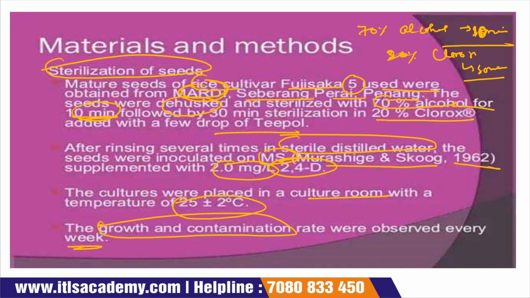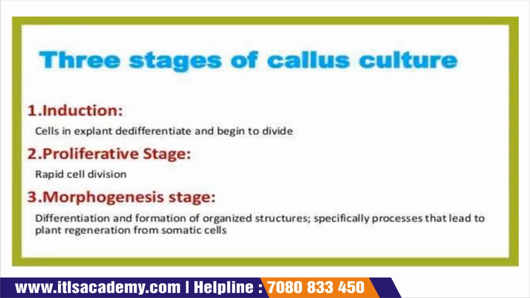Okay, so growth and the contamination rate were observed every week. There are three stages of callus culture. First one is induction. In induction, what happens? The cells in an explant are differentiated and begin to divide. Then the second stage is the proliferative stage, in which cell division takes place rapidly. Then the third stage is the morphogenesis stage. In this stage, differentiation and the formation of organized structures take place, and especially this process leads to plant regeneration from our somatic cells.